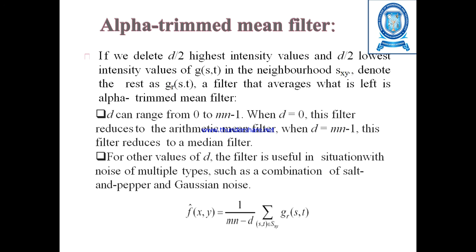Okay. So next one is the alpha trimmed mean filter. If we delete the high intensity levels and the low intensity levels that are present in the neighborhood, the remaining values are denoted by gr of s comma t. So we will be trimming those particular values. We are fixing some values. If I fix my range d from 0 to mn minus 1, then when d is equal to 0, it reduces to the arithmetic mean filter, and when d is equal to mn minus 1, it reduces to the median filter. So by using this, we can go for applying and trimming the values that are present within the particular image.